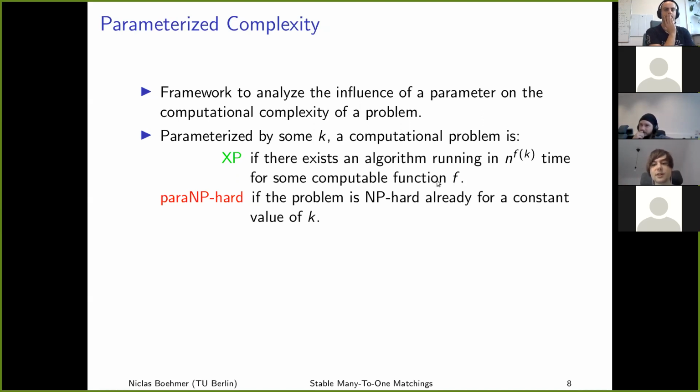What is special here is that an algorithm with this running time has a polynomial running time if we assume that the parameter is a constant. On the other hand, there also exists the notion of para-NP hardness, and we say that a problem is para-NP hard if it's NP hard already for a constant value of k, let's say k equals 3, for example. If we assume that P unequal NP, then a problem that is para-NP hard cannot lie in XP, obviously.